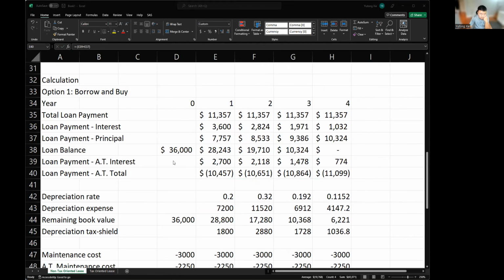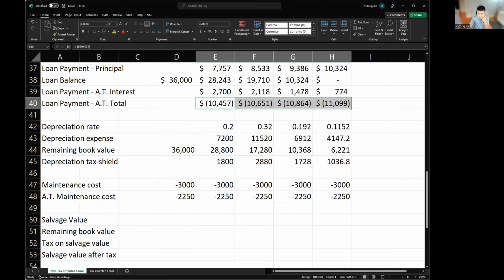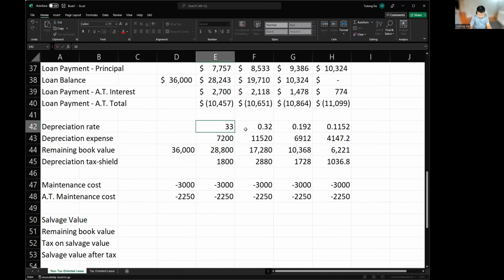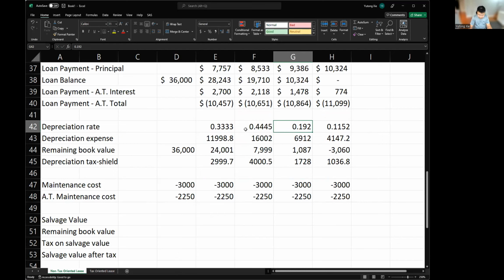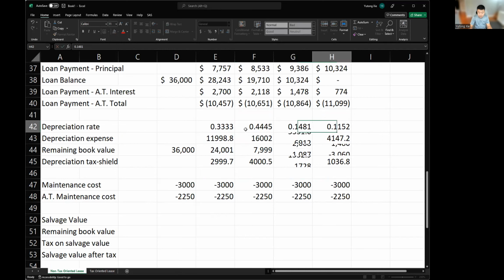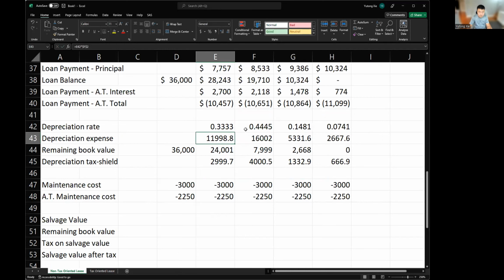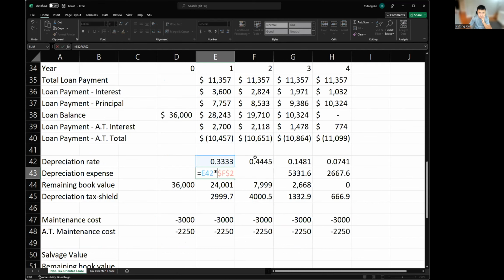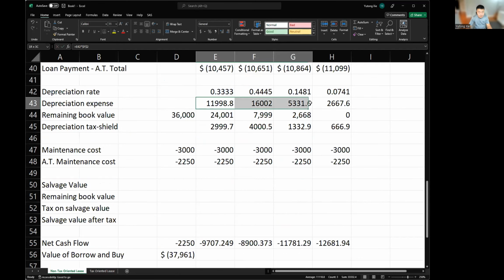And then if you borrow and buy, you're going to have depreciation. The depreciation rate should change. So it's going to be 33.3333. This is going to be 0.4445. Then it's going to be 0.1481. And the last year will be 0.074. Okay, it's going to be these. So depreciation expense is depreciation rate times the 36,000, which is correct.